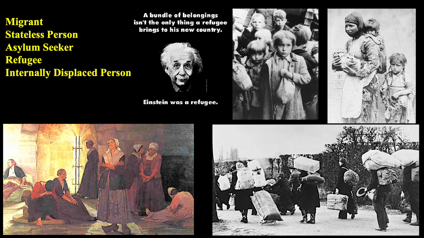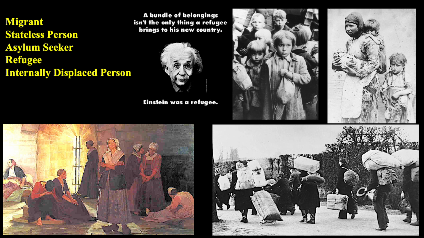The term migrant is probably the most indescript. It describes someone who simply changes their residence. A stateless person, fortunately, no longer exists. Statelessness was outlawed by international conventions which forbade any government to deny nationality to anyone who couldn't claim an alternative nationality. The term asylum seeker simply means someone who is fleeing.